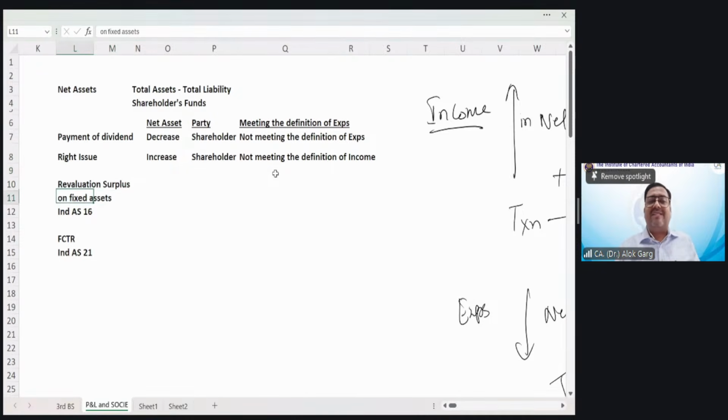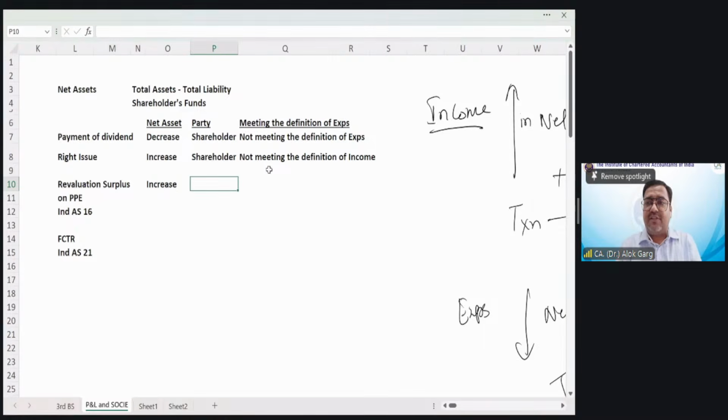Revaluation surplus on fixed asset under Ind AS 16. As per Ind AS 16, revaluation surplus of fixed asset. If you have done the revaluation of fixed asset, whether your net assets will increase or decrease, net assets will increase. Your fixed asset balance has increased, yes or no? Revaluation surplus on PPE, whether your net assets will increase or decrease, or no change, your net assets will increase on PPE, right?